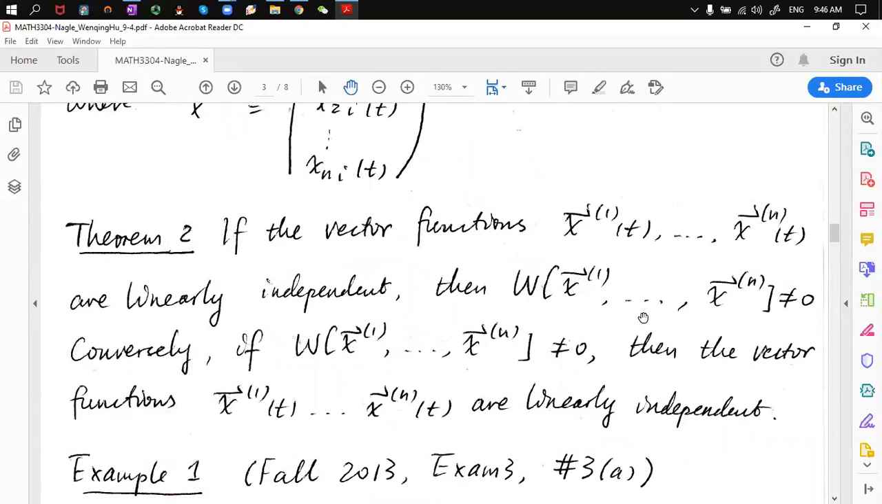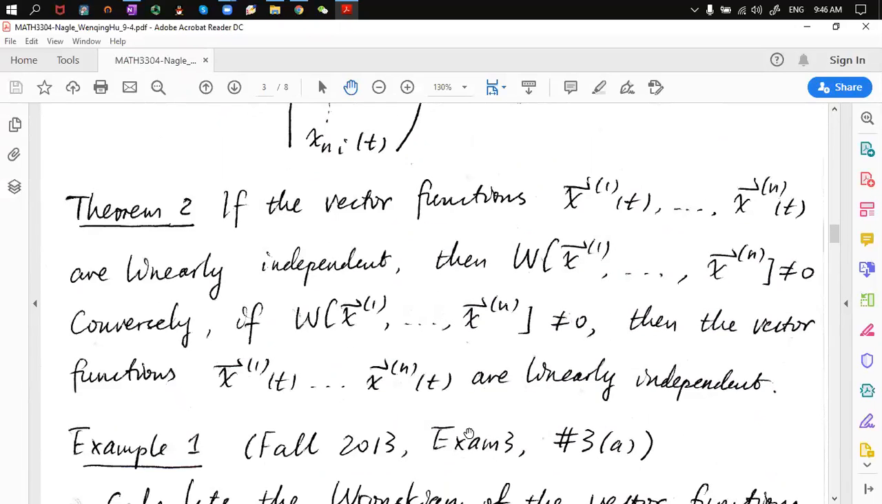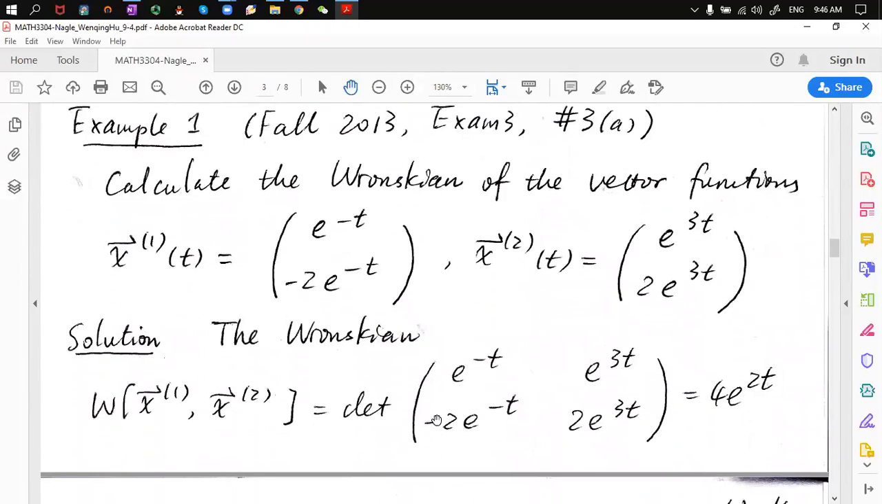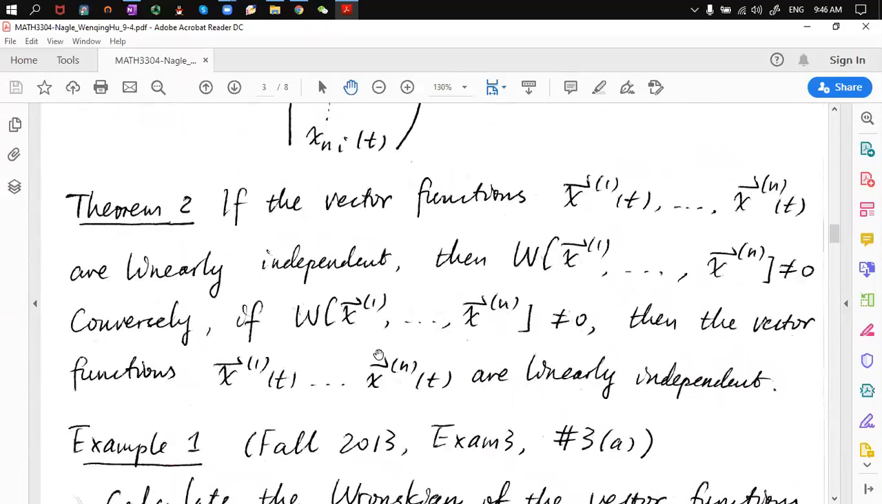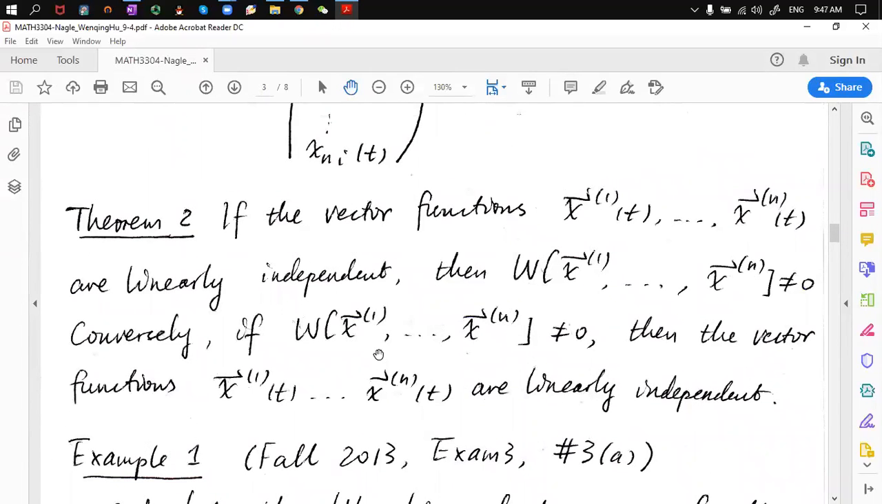Now we have another theorem. The theorem says that if the vector functions x1 up to xn of t are linearly independent, then the Wronskian is non-zero. Conversely, if the Wronskian is non-zero, the vector functions are linearly independent. We've been talking about this before. So maybe that's all I would like to say for today's lecture.